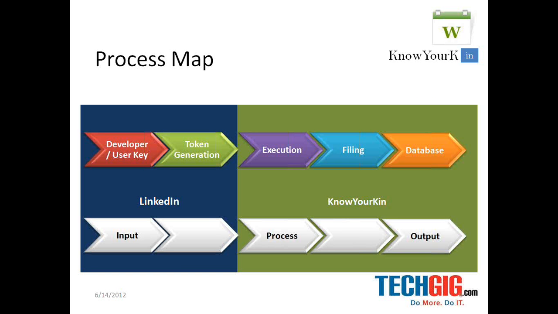So the process map here is basically it starts with you accessing the developer and the user key from LinkedIn, and the token generation is done in LinkedIn, and basically you get the execution and the filing and the database is done in the Know Your Kin part of it. So the process and the output is being done. The input is the LinkedIn data, in the form of a developer key.